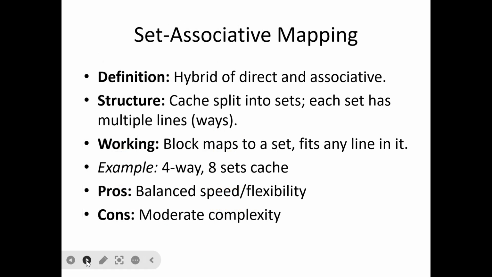Set associative is more like the Goldilocks solution. Cache is split into sets, that is, groups of lines. A block maps to a set but can occupy any line within it. Example, a 4-way 8-set cache means 4 lines per set, 8 total sets. The pros are fewer conflicts than direct mapping and faster than fully associative. The cons: moderate complexity but manageable.